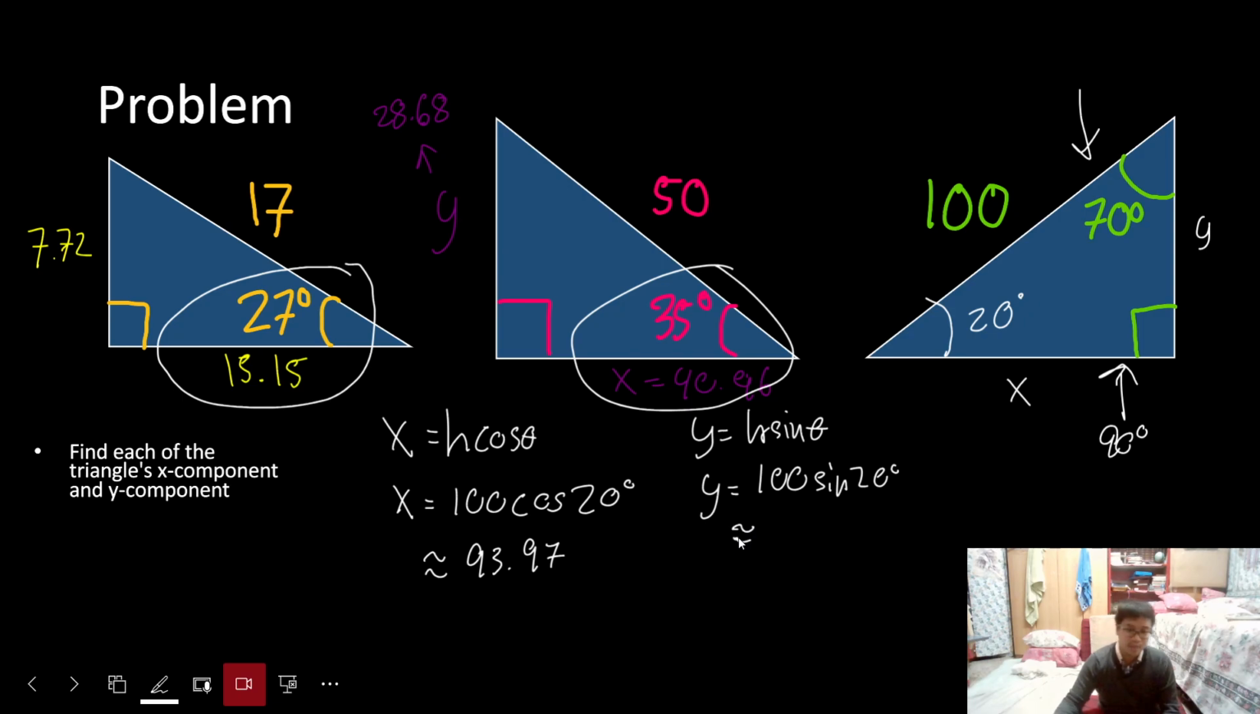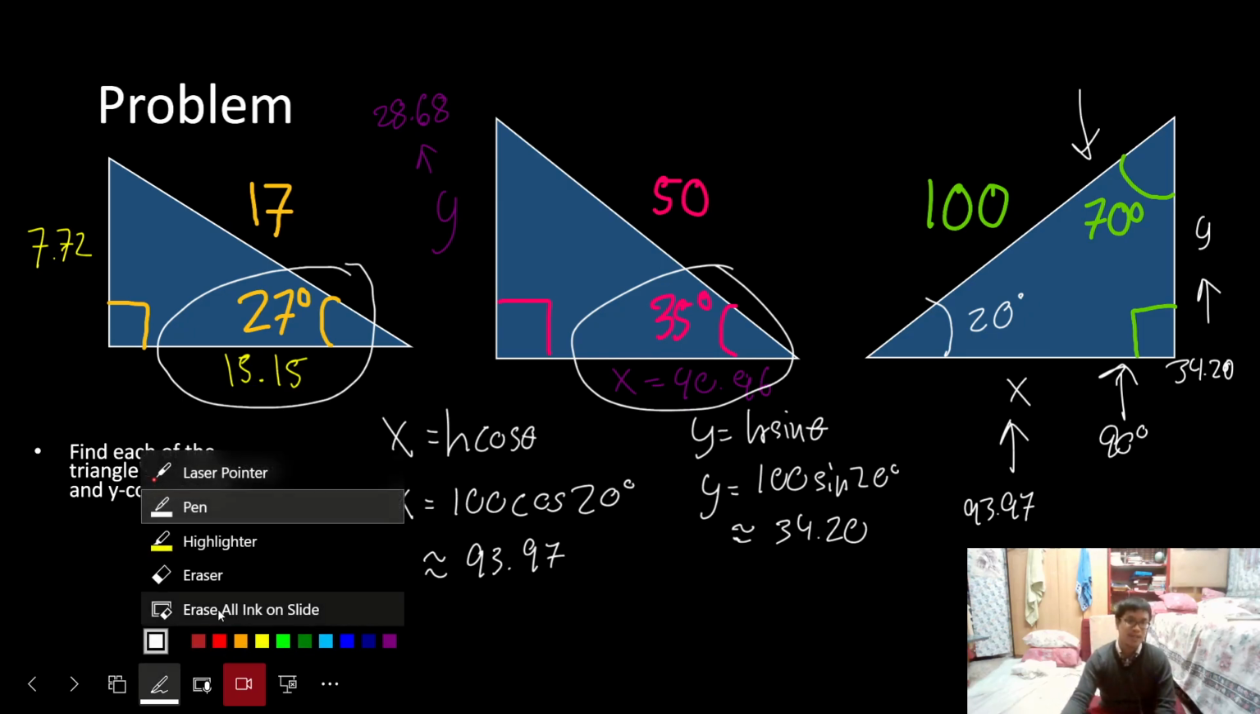Now for your y, we will substitute 100 times sine of 20 degrees. Approximately at 2 decimal places, this is 34.20 units. So your x here is 93.97 units, and your y here is 34.20 units. And yay, that's good. Now, that's the first way. Now we can have the second way.